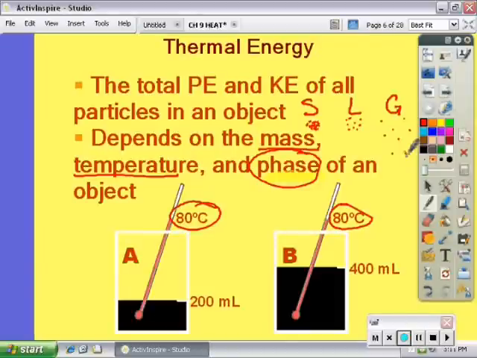So because gases are moving quicker, they have more thermal energy. Liquids, not as much. Solids, very little. Now remember, solids don't stop moving. They're just moving so little that there's no obvious motion of the movement.